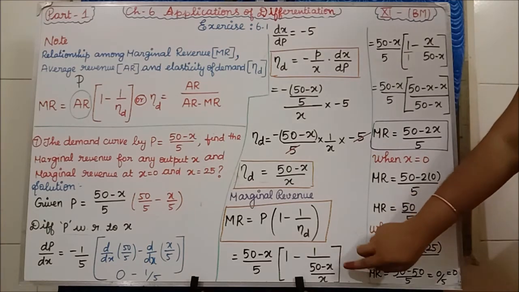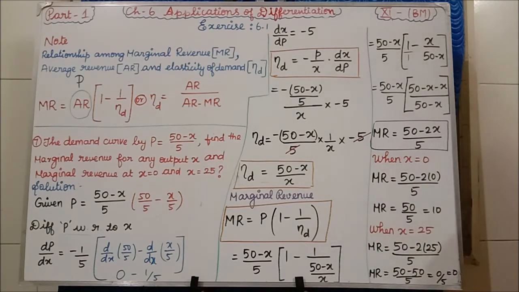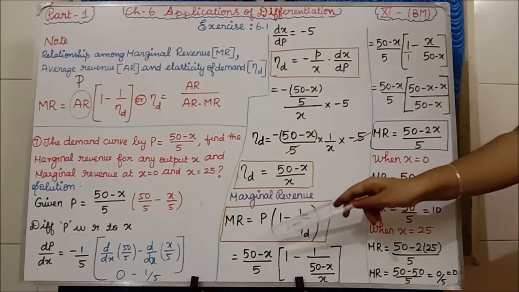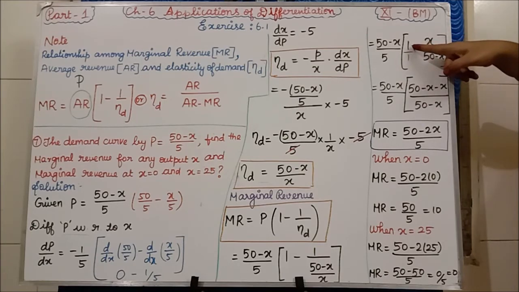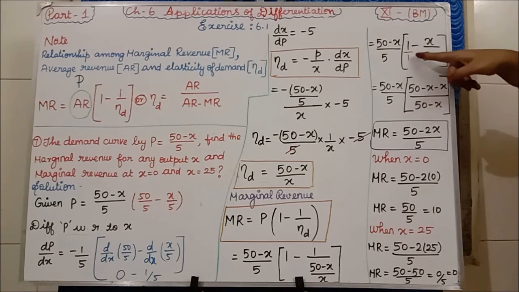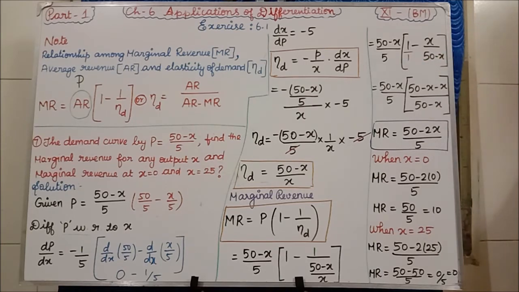Clear? So in the next step this will become reciprocal. So 50 minus x divided by 5 as such, 1 minus, if this goes up, x divided by 50 minus x we will have. The next step we are doing is the cross multiplication. 50 minus x into 1 is 50 minus x. 1 into x is x. 1 into 50 minus x is 50 minus x. Clear? Now this 50 minus x and this 50 minus x will get cancelled.